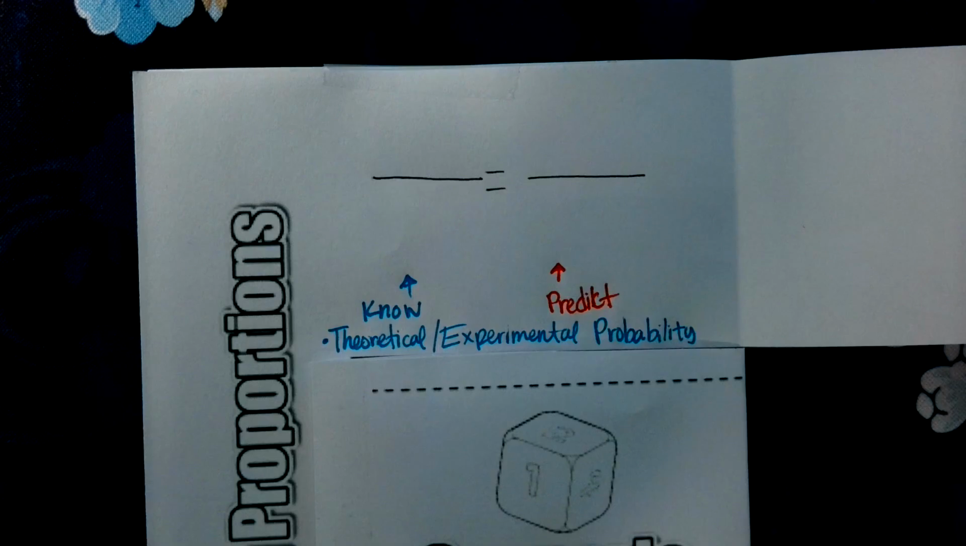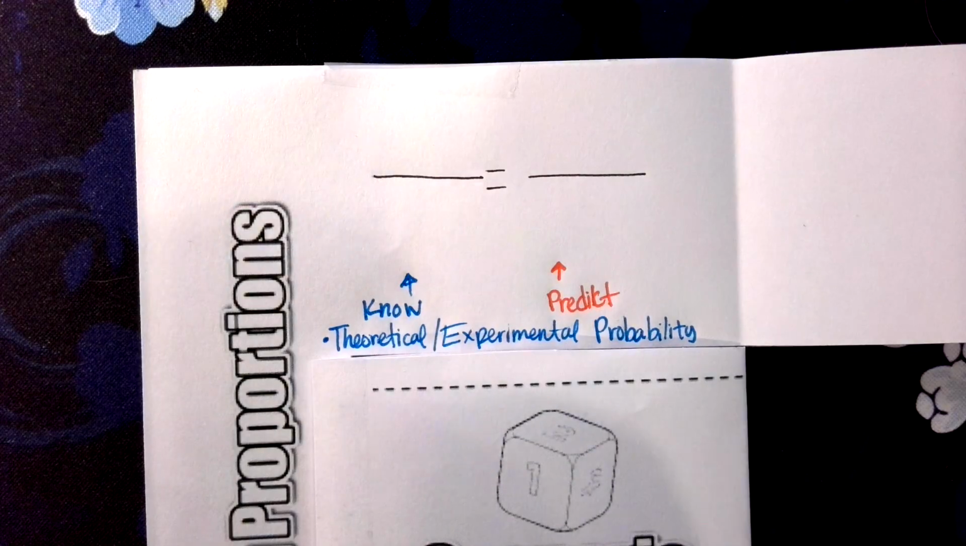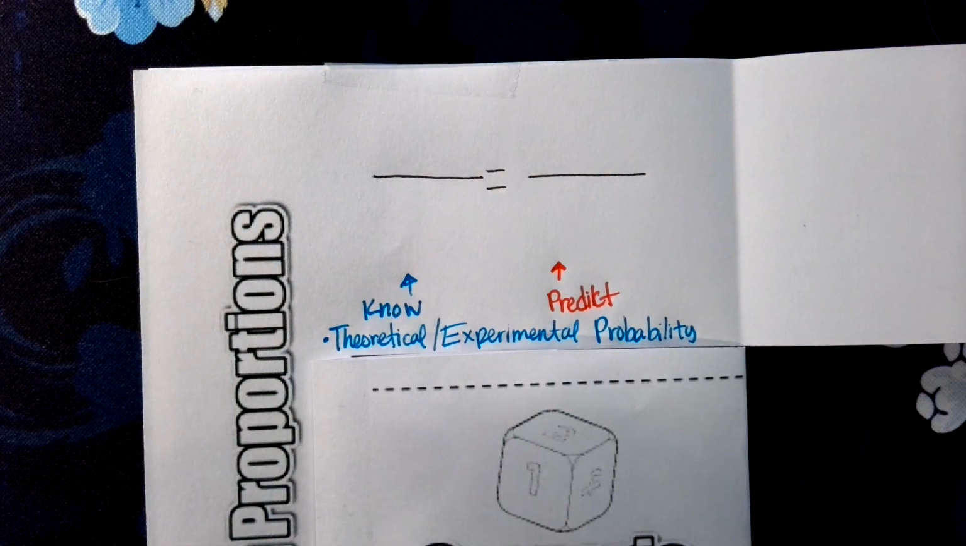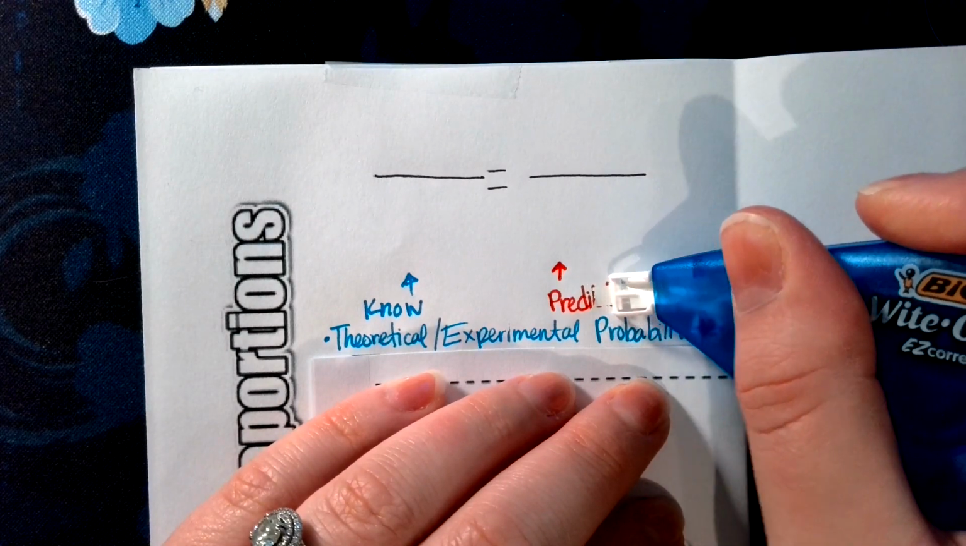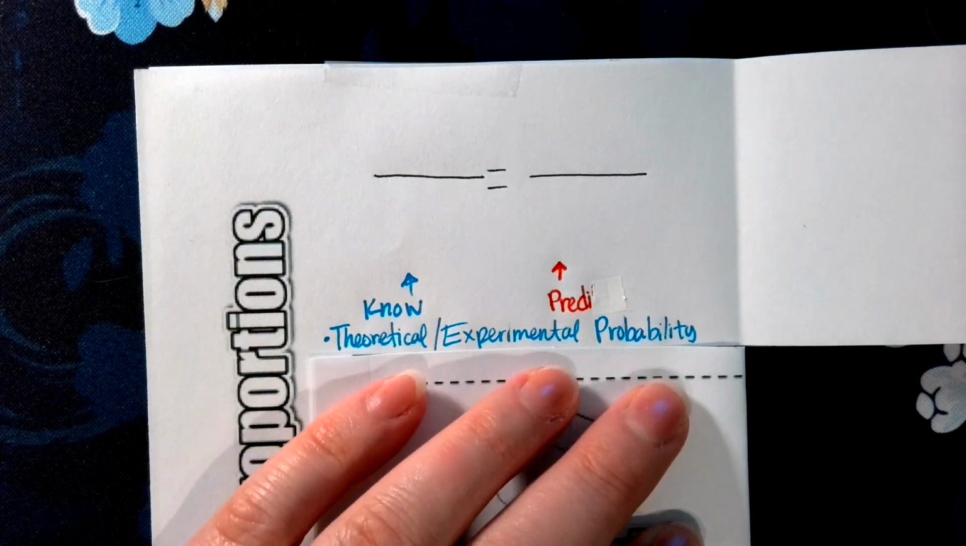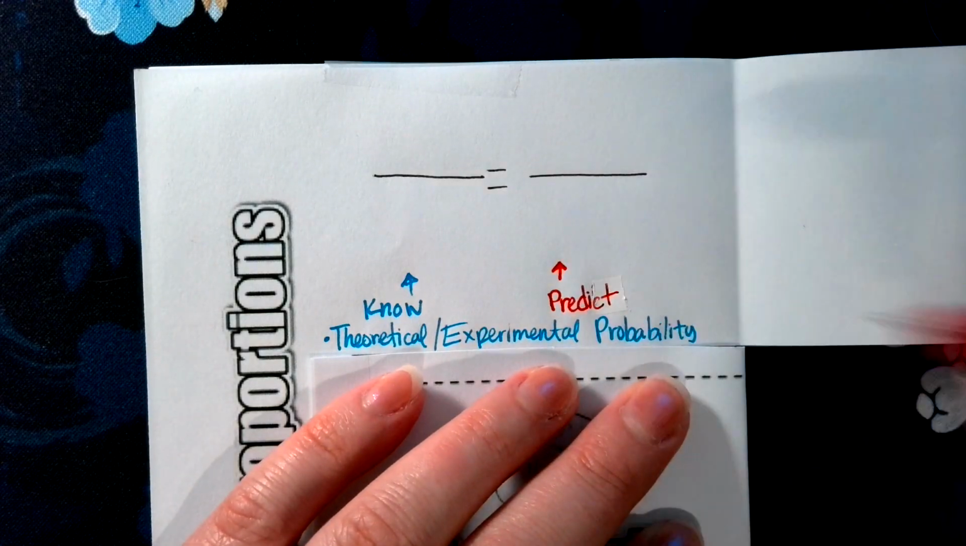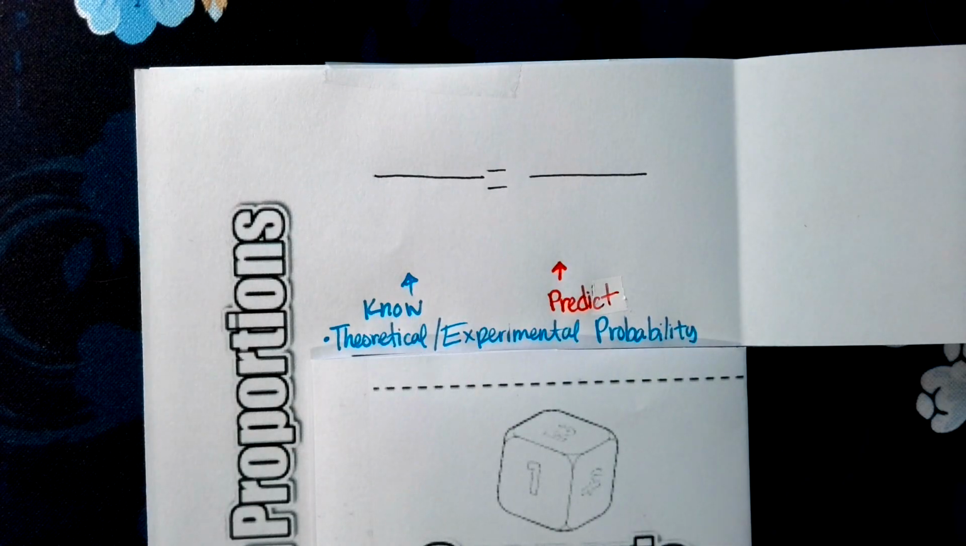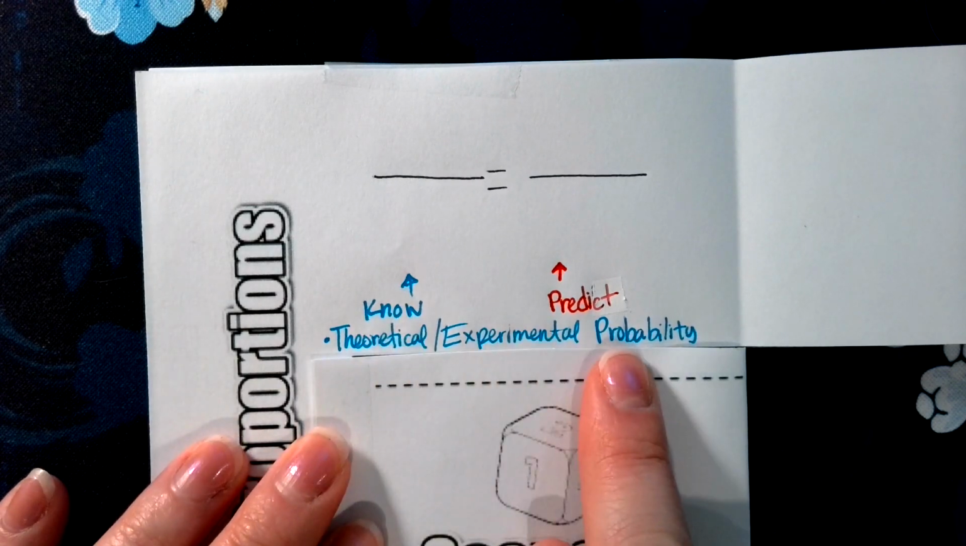Oh my goodness, I messed up. That's what you're trying to predict on the right side. So you need to fill in with those numbers from what you know and what you're trying to predict.